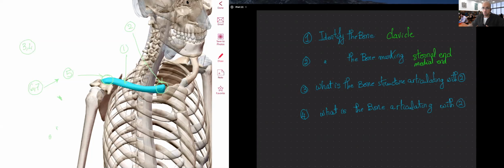What is the bone structure articulating with 2? The manubrium of the sternum. What is the bone articulating with 2? What's the name of the whole bone? Sternum. You see the difference here? For the bone structure articulating with 2, you mentioned manubrium, the specific part. And when I'm asking about the name of a bone, don't forget to mention the name of the whole bone.